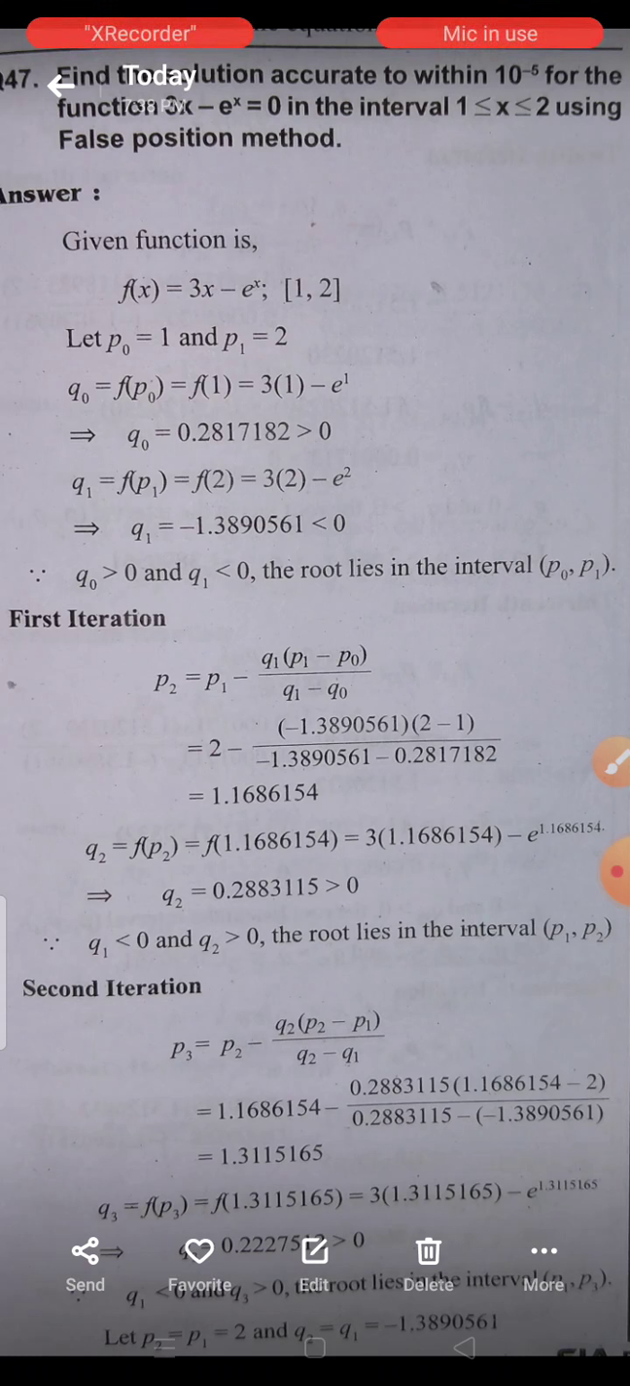Problem: find the solution accurate to within 10 power minus 5 for the function 3x minus e power x equals 0 in the interval 1 less than or equal to x less than or equal to 2 using false position method.